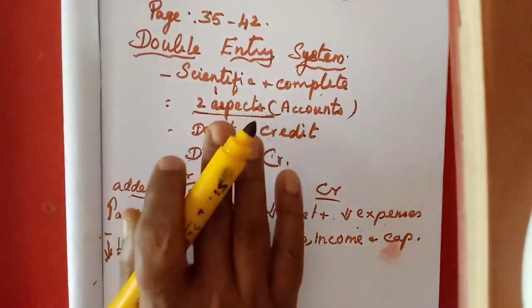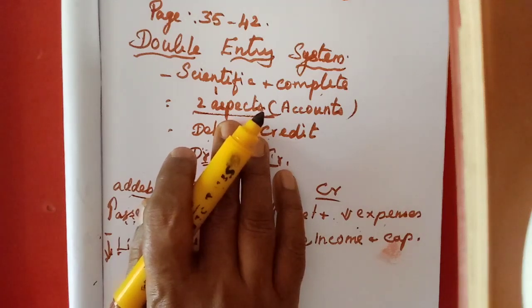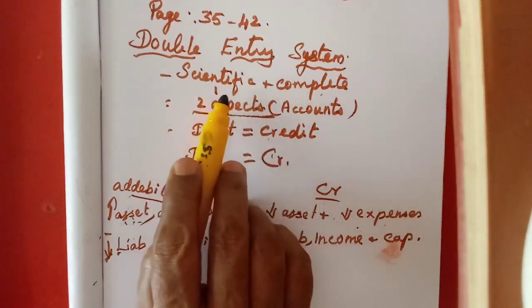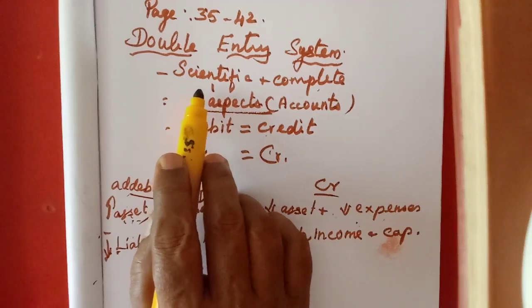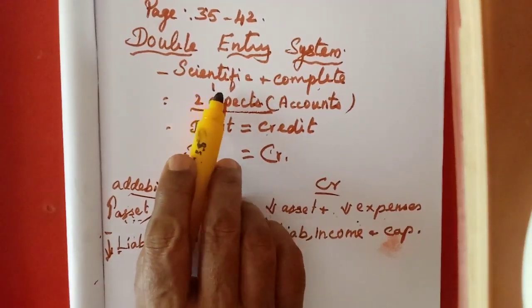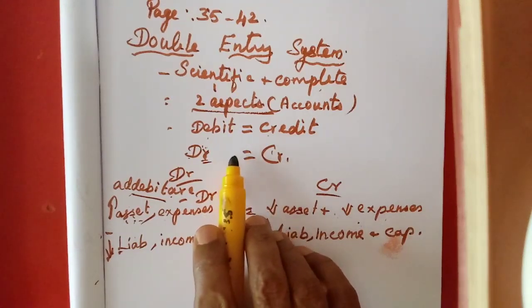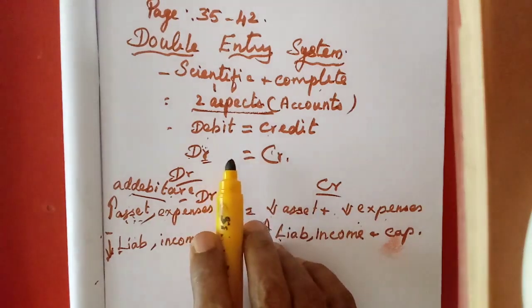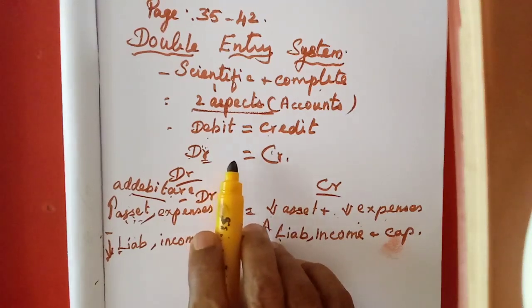So the main concept of the double entry system is the dual aspect concept. That is the basis for this double entry system. For each and every debit there must be an equal and corresponding credit. It affects at least 2 accounts. If there is one debit, there must be one credit. If there is one credit, there may be 2 debits.